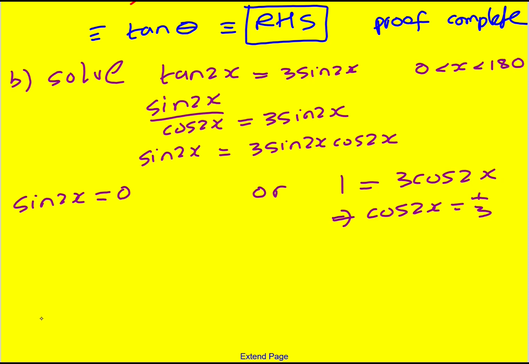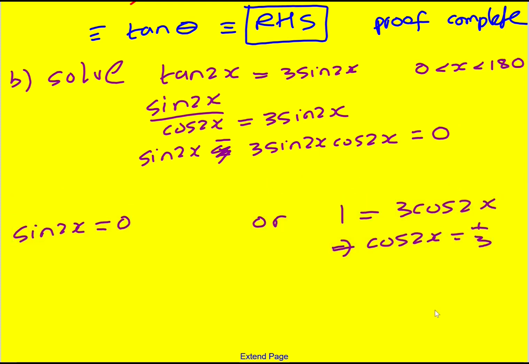Or the other way to do it, if you prefer, is we could minus whichever one we wanted. So I'll do that. And then we can factorize out the sine 2x. And we get to the same answer. What I'm trying to say is if you do cancel out the sine 2x's, you've got to consider it equaling 0 as well. Okay, otherwise you're actually missing some solutions.